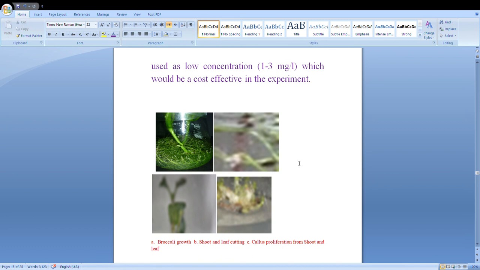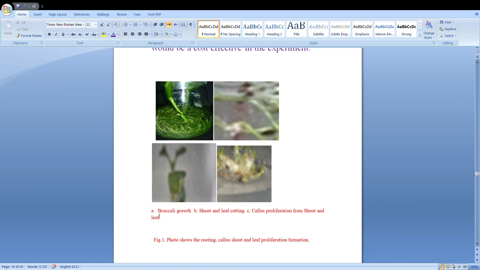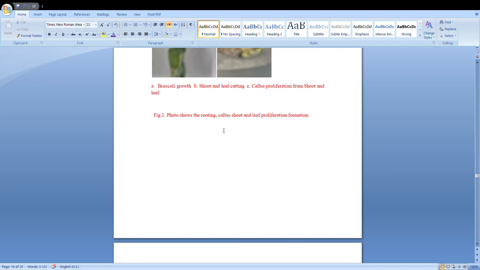This is the broccoli growth. Here is broccoli growth, first growth from the seeds. After that, we did shoot and leaf cutting. We cut shoot and leaf from here, and then callus formation from shoot and leaves. This callus formation from shoot and leaves we can see here, and then this is the upper callus and plant formation. So the photo shows the root rooting, callus, shoot, and leaf proliferation formations.